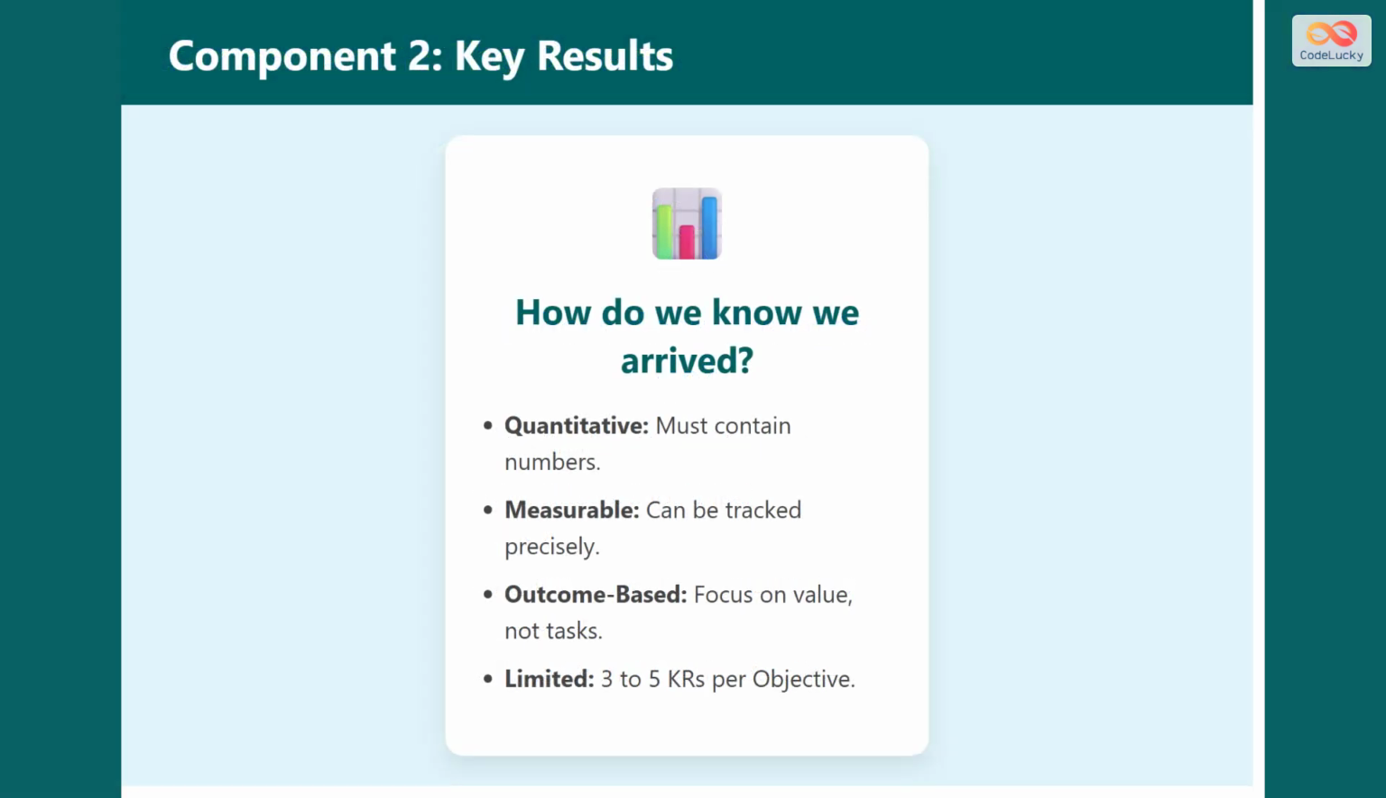The KR stands for key results. This answers, how do we know we arrived? Unlike the objective, these must be quantitative. They must contain numbers. They are measurable, outcome-based, and usually you want to limit yourself to 3 to 5 key results per objective.